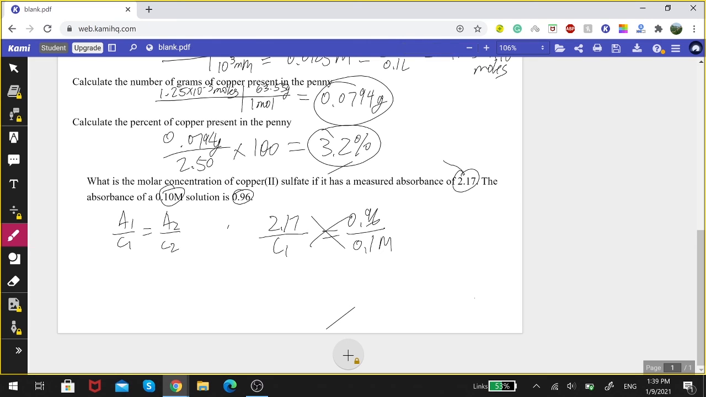and then we do 2.17 times 0.1 divided by 0.96 is going to give us the unknown number, and our concentration will be 0.226 approximately. So when it is measured at an absorbance of 2.17, the concentration of the solution will be 0.226.